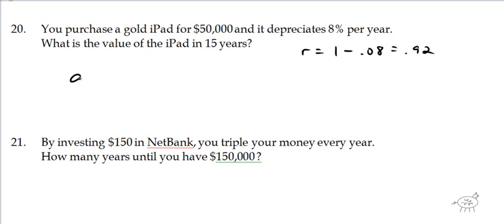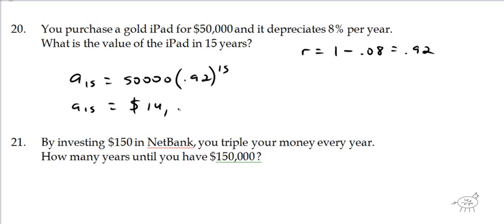All right, anyway, we have A sub 15 is A sub 1, which is 50,000 times R, 0.92 to the 15th power. So A sub 15 is equal to, rounding to the nearest 2 decimals, of course, $14,314.87.